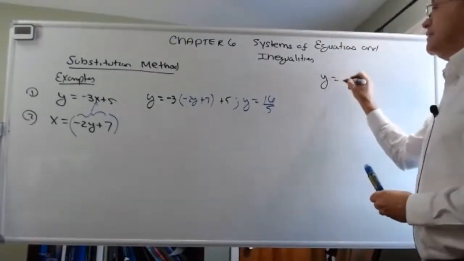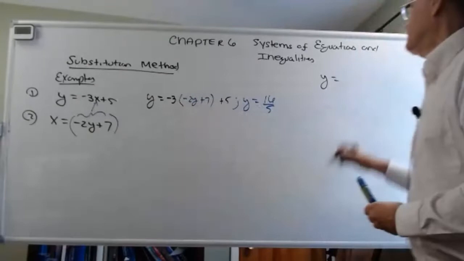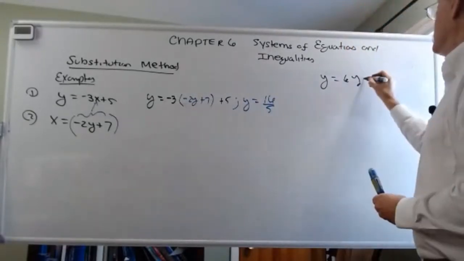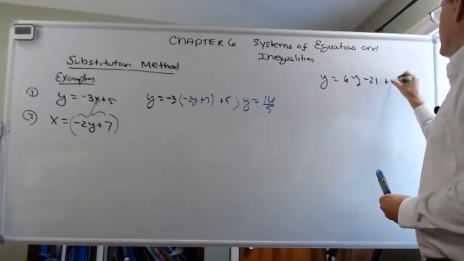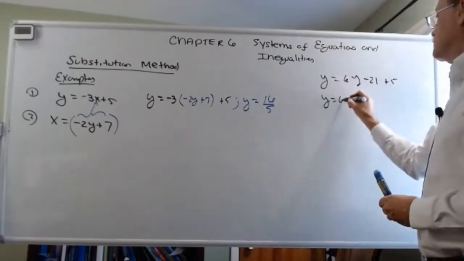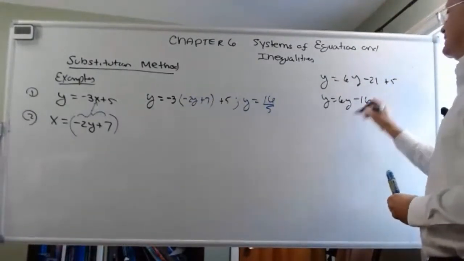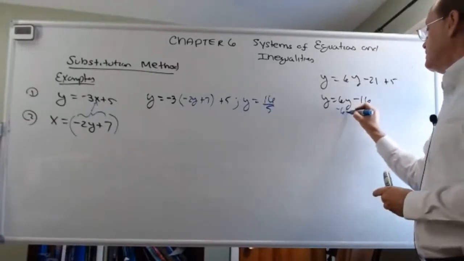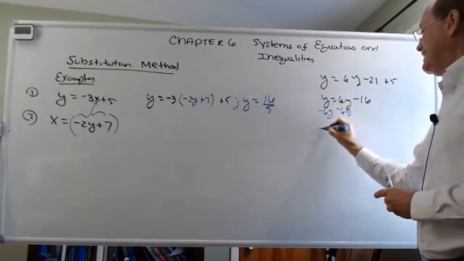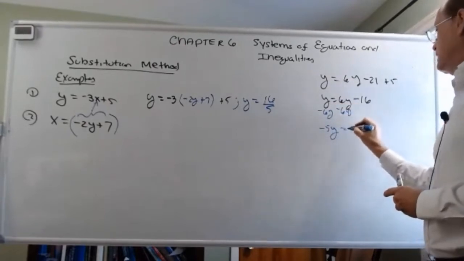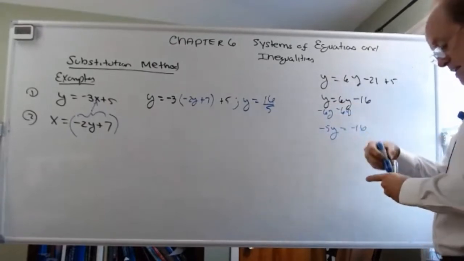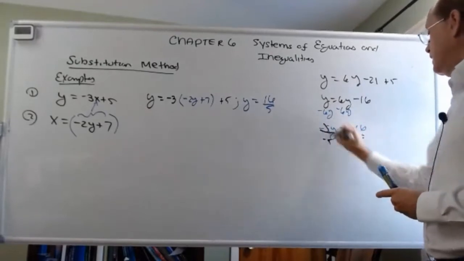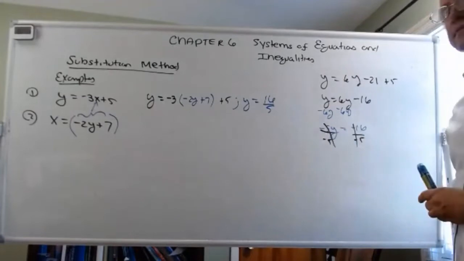Multiply through. Y is negative 3 times negative 2 gives me a positive 6y. Negative 3 times 7 is negative 21 plus 5. So y is equal to 6y minus 16. Okay, let's subtract 6y from both sides. I get negative 5y is equal to negative 16. Divide both sides by negative 5, and I get y is equal to 16/5.